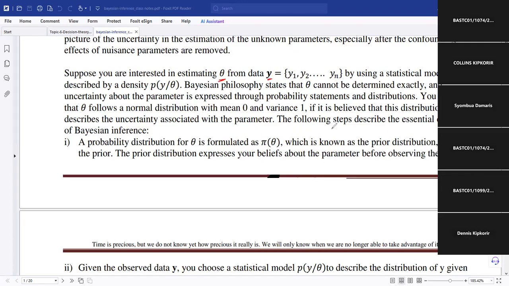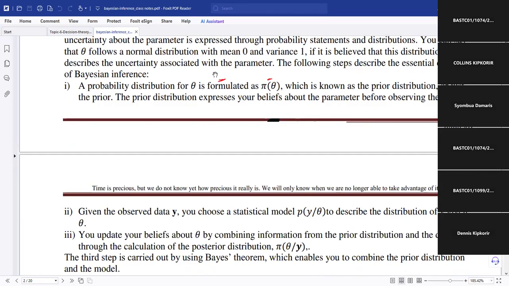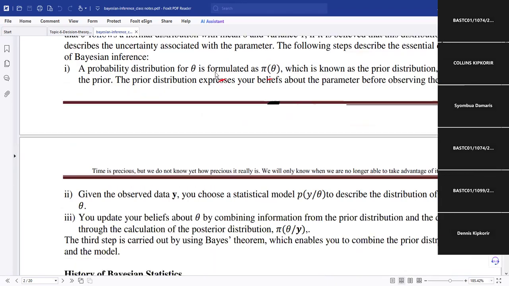Now, we are saying that the following steps describe the essential elements of Bayesian inference. Step number 1 is that the probability distribution for theta should be formulated as pi theta, which is known as the prior distribution, or just the prior. The prior distribution expresses the beliefs about the parameter before observing the data.